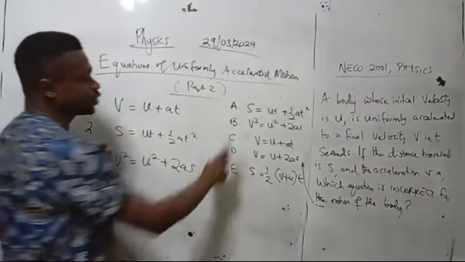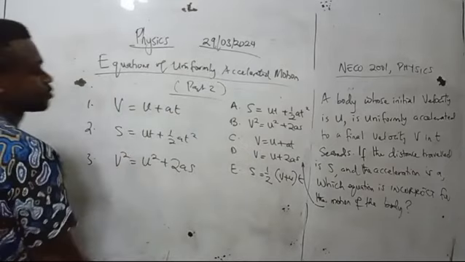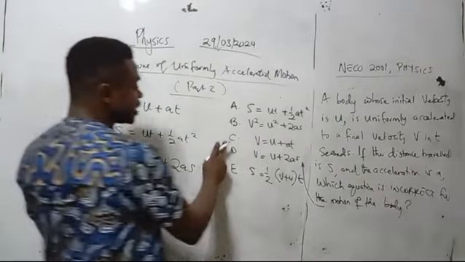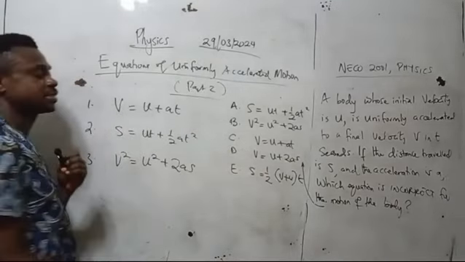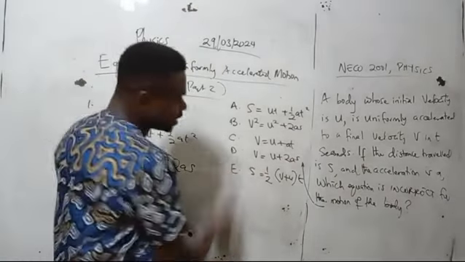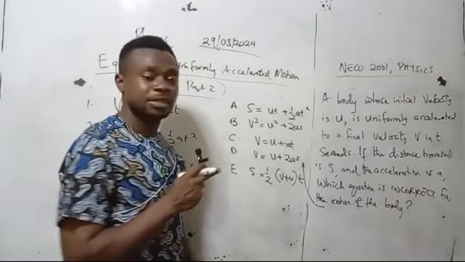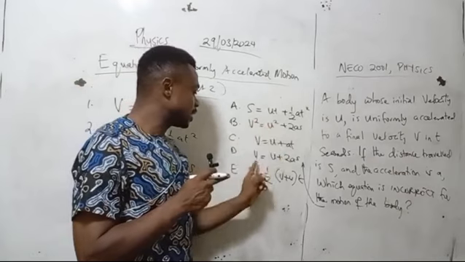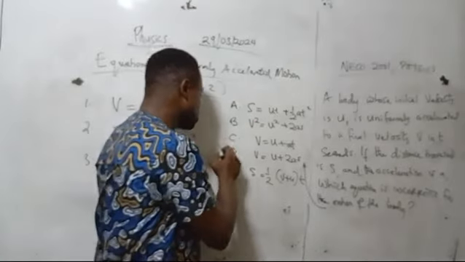B says v squared is equal to u squared plus 2as, which is correct. Then C says v is equal to u plus at. Look at it here, it is correct. But look at D. D is an alteration of B. They just remove the squared here and give you something else. So it's wrong. D is not correct. So I will choose D as the answer.